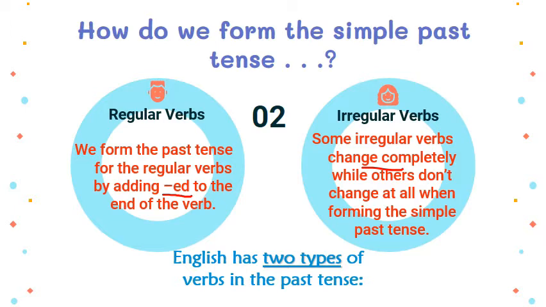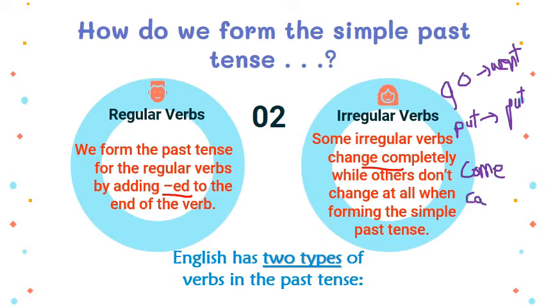For example, of a verb that changes completely, I have go becomes went. See, all the letters have changed. Everything has changed completely. Some verbs do not change at all, like put stays put in the past. And we have, for example, come. This one is the base form of the verb. It becomes came in the past. What changes in this verb? Only one vowel letter.